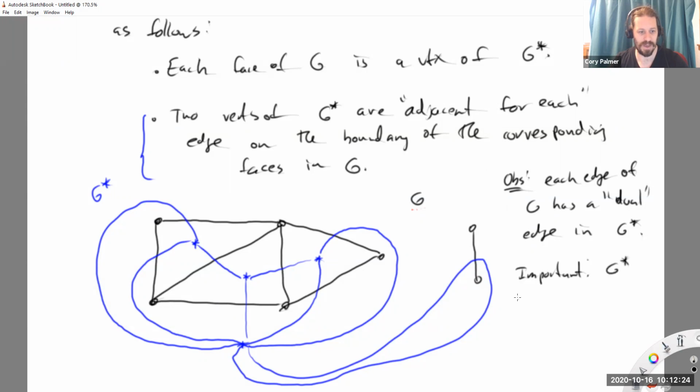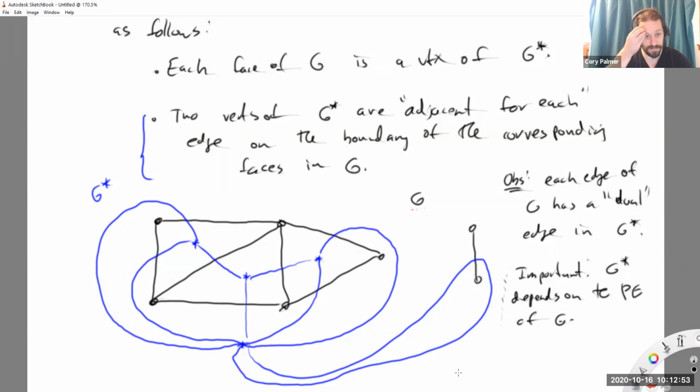G star depends on the planar embedding of G. You can come up with an example of G where you get different planar embeddings and they'll actually give different graphs G star that are non-isomorphic to each other, okay? I don't know if every graph allows this, but I can come up with examples where you can do it. I think the easiest is to have a graph that's not connected and somehow embed it in a tricky fashion. When it's not connected, you have a lot of options for how you embed it.